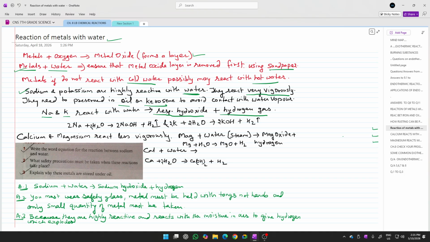Then plus 2 H2O. H2O is a water molecule, and before that I have placed a 2, so 2 molecules of H2O are taken. So 2 molecules of H2O and 2 atoms of sodium react with each other to give you NaOH, and in front of NaOH I have written 2. This means 2 molecules of NaOH.